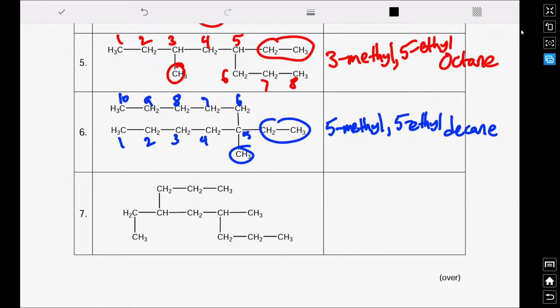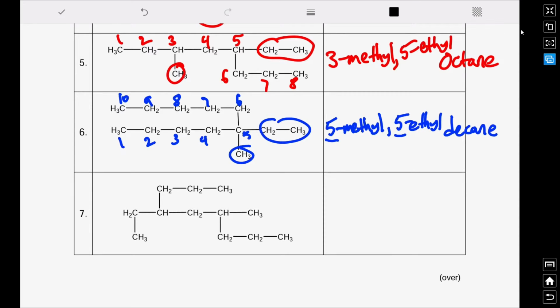Now, the previous one, the 6 methyl, 6 ethyl decane, was technically not wrong because it still accurately describes what the compound is. But by convention, we kind of want to have the sum of these numbers to be as small as possible. Okay. So watch out for that. Make sure that when you number your carbons, you ask: is there a smaller set of numbers I could use to describe the same compound? Okay. It's a neat, interesting convention we have.